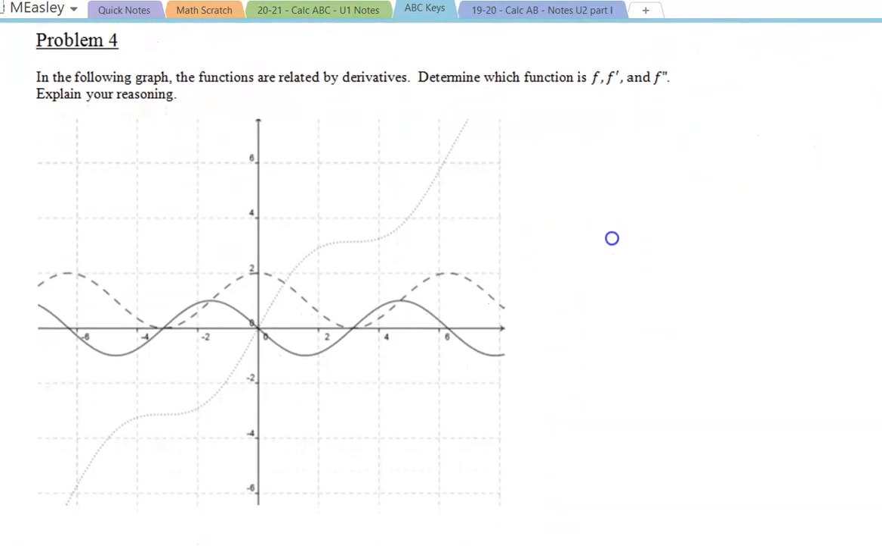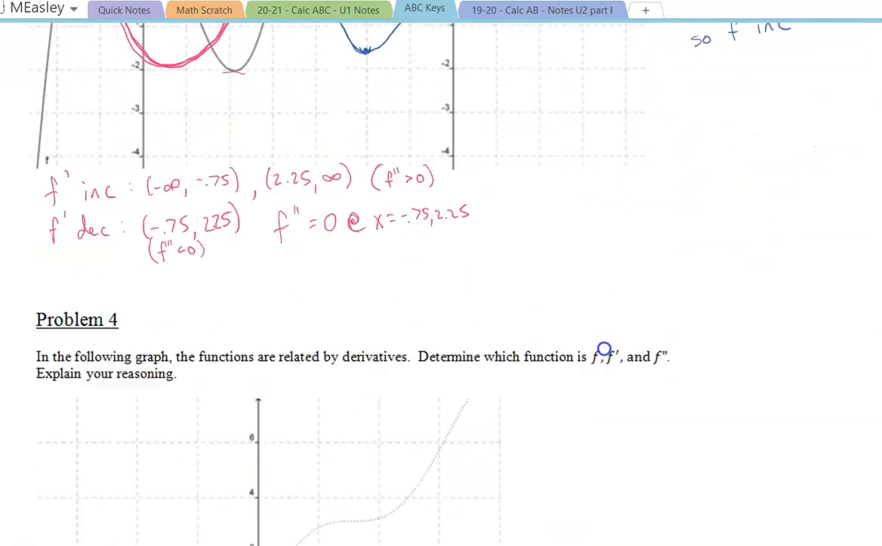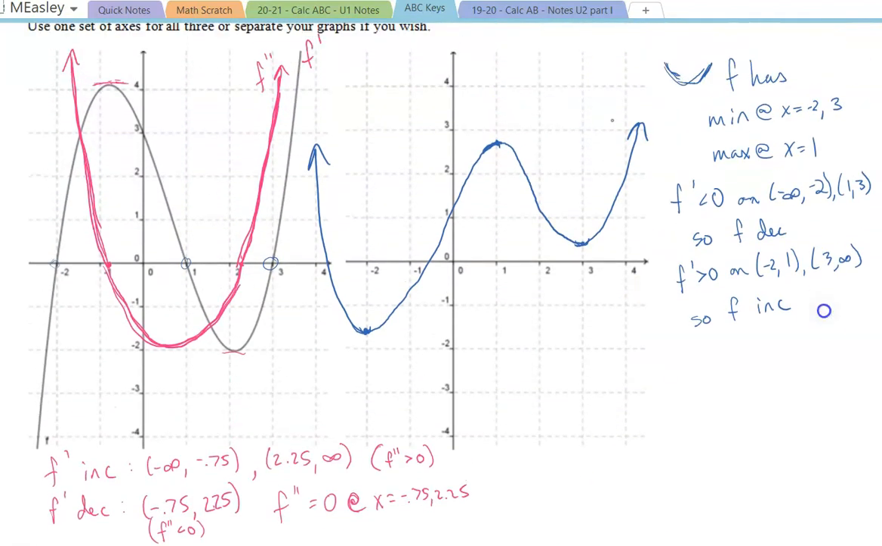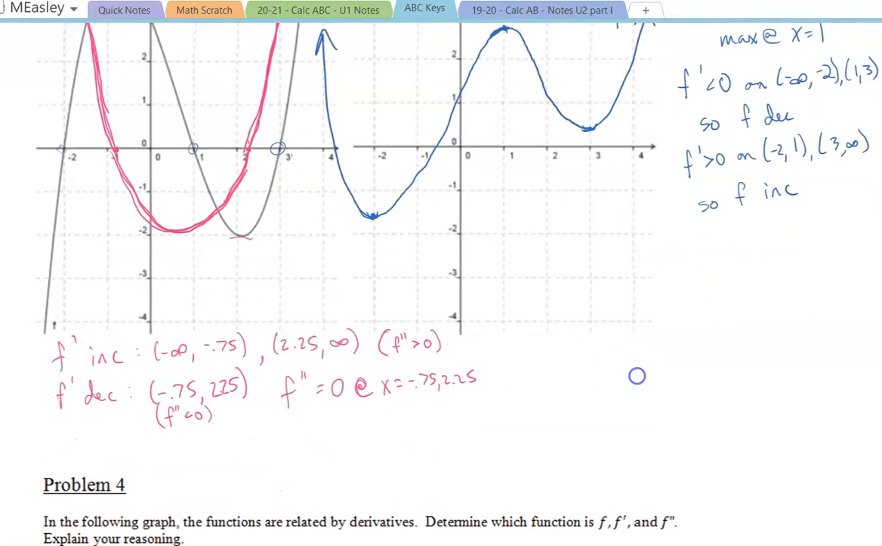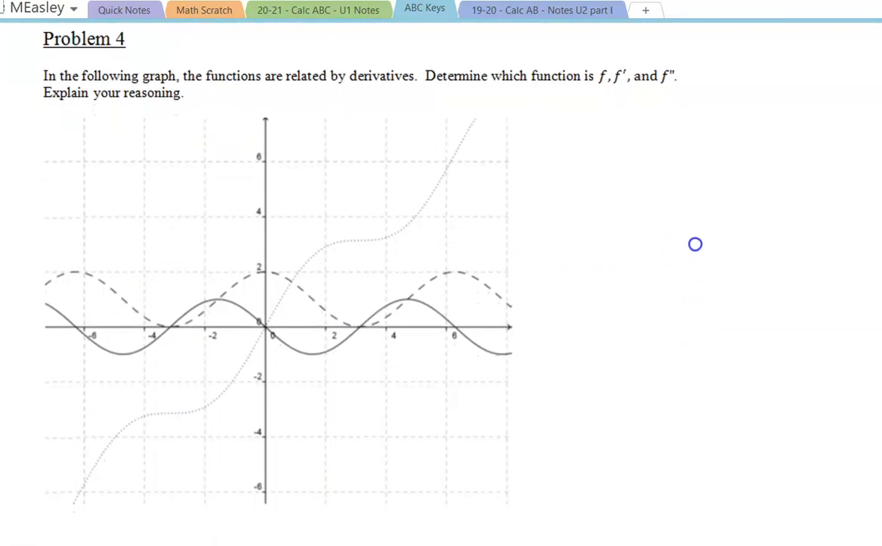Okay, for this last one, I need to label this graph just to be clear. Okay, that's f. All right, for the last one, we have 3 different graphs. We have a solid one, a dashed one, and a dotted one, and one of them is f, one of them is f prime, and one of them is f double prime.